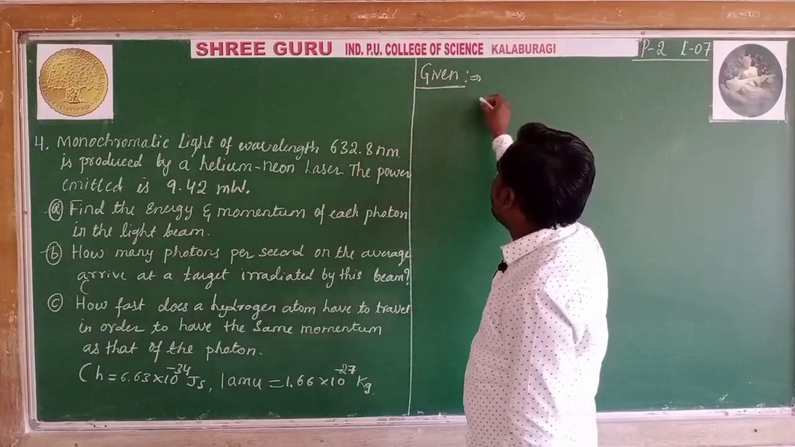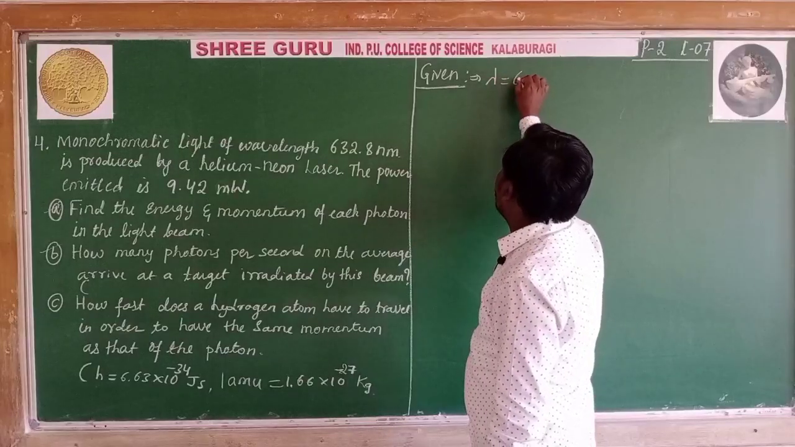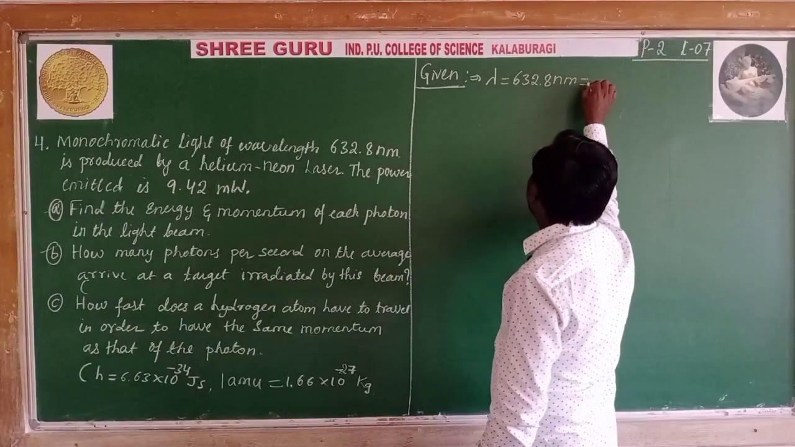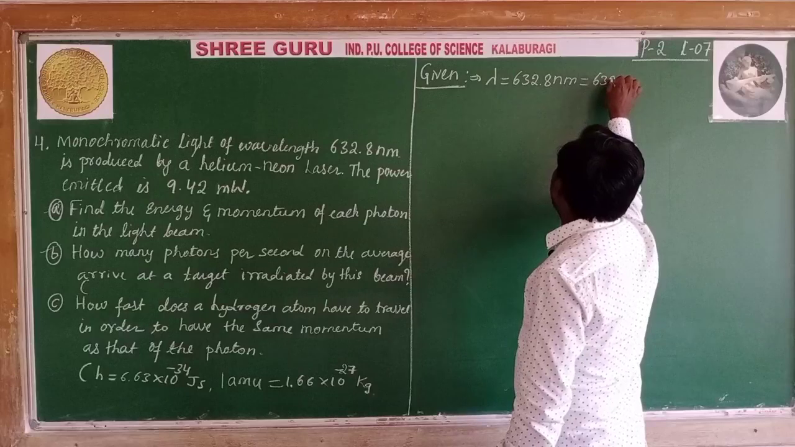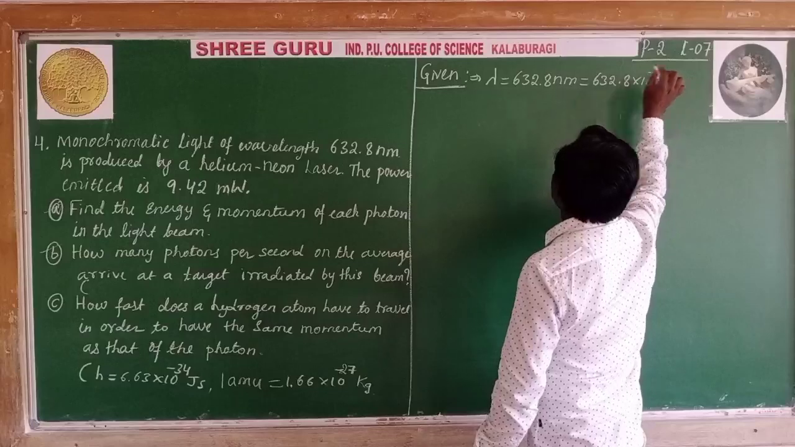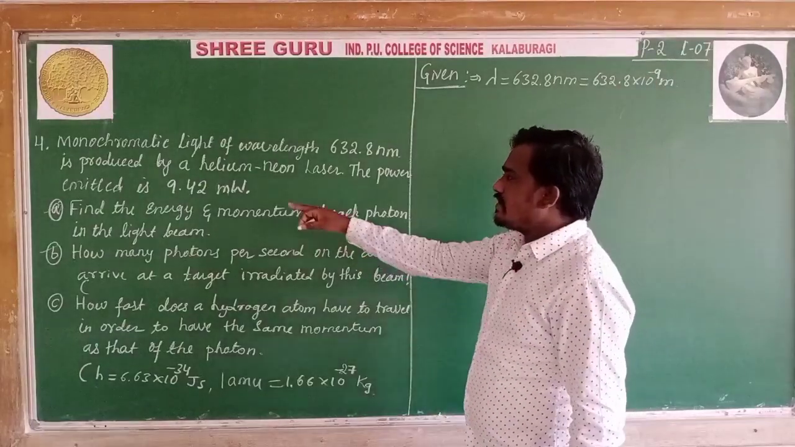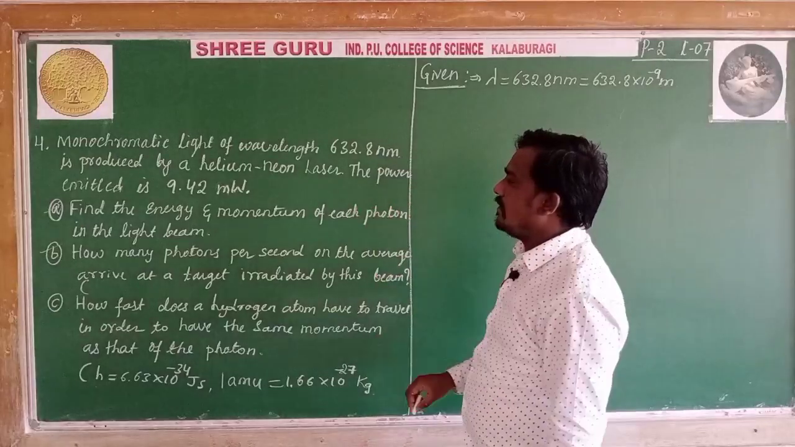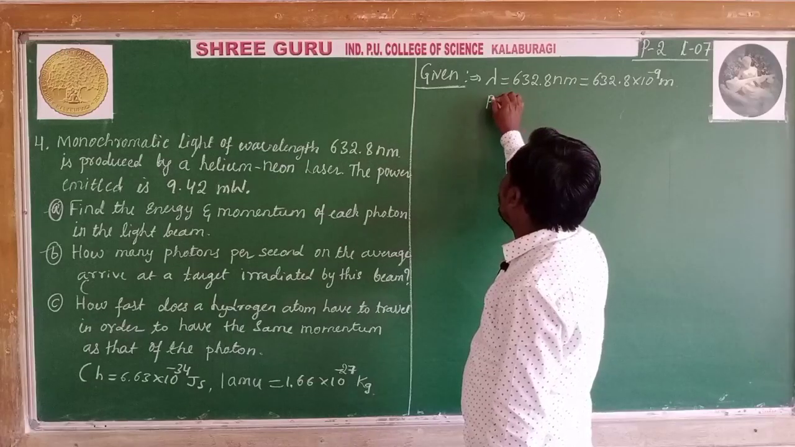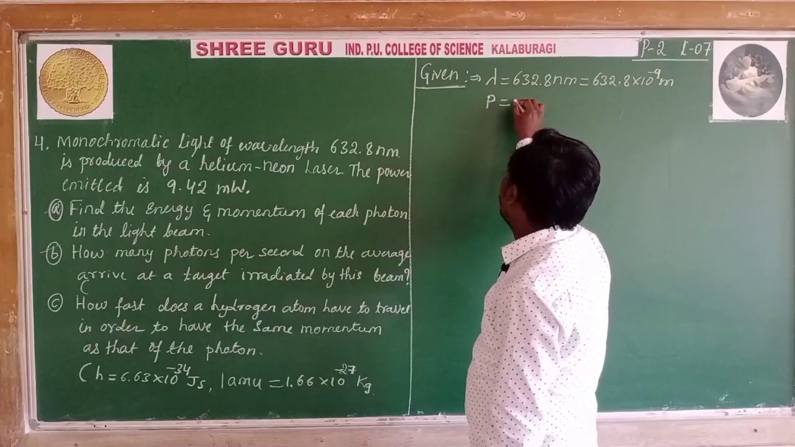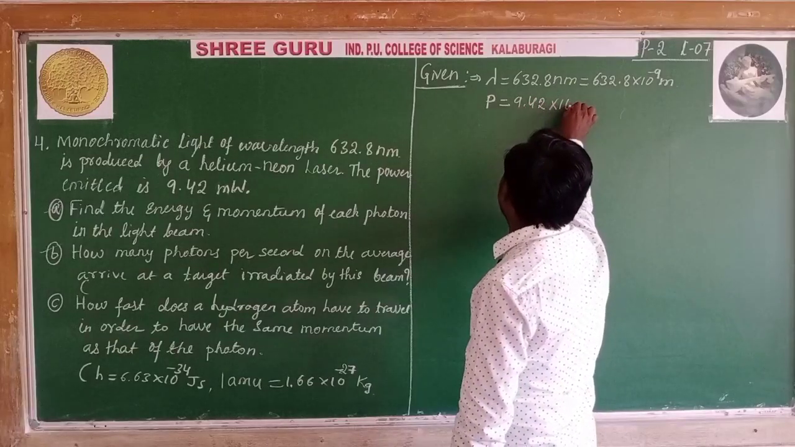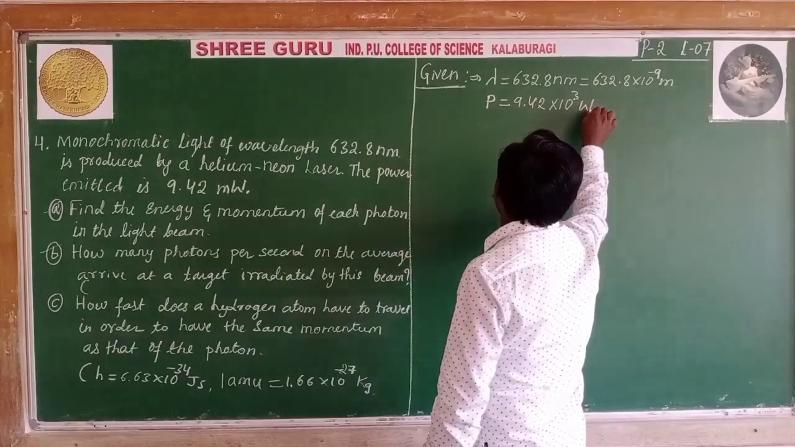The wavelength they mentioned, lambda, is equal to 632.8 nanometer. Nano we should write as 632.8 into 10 raised to minus 9 meter. This is our wavelength. Then they mention the power of the emitted helium neon laser, capital P, which is equal to 9.42 milli, that is 10 raised to minus 3 watt.